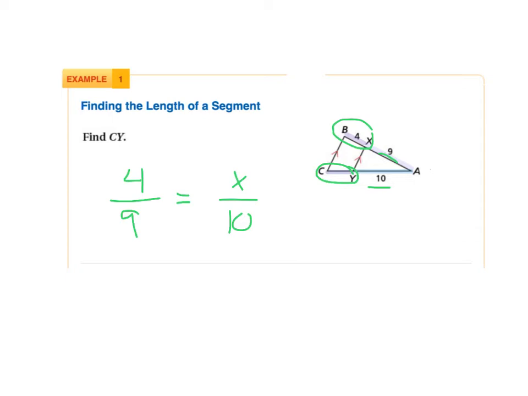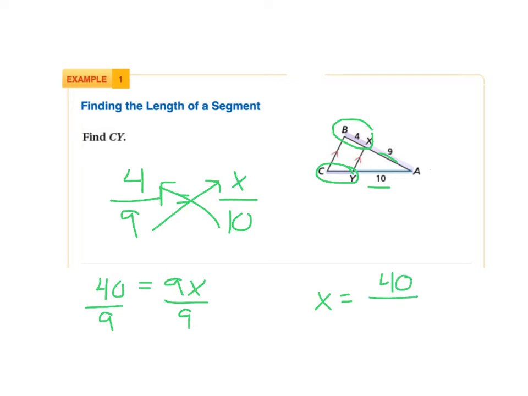Now how do we solve for x? Cross multiply. So we get 40 is equal to 9x. And we just divide by 9. So we get x is equal to 40 over 9.